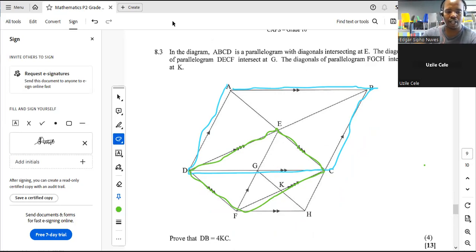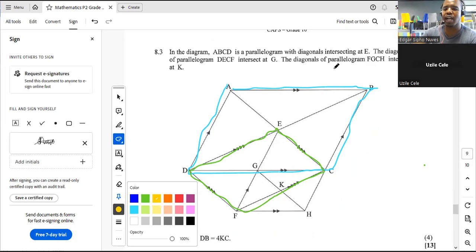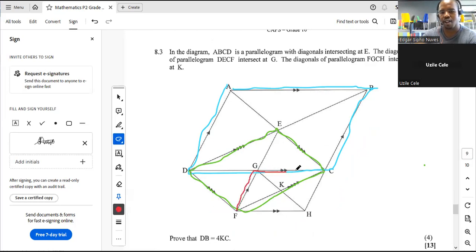Yes. Then we read on: the diagonals of parallelogram FGCH. Let me use a darker, warmer color. FGCH, there's that parallelogram. The diagonals GH and CF intersect at K. Do you see that? Yes. Now they say prove that DB is equal to 4KC. Where is DB? DB is this diagonal here. Can you see it? Yes.